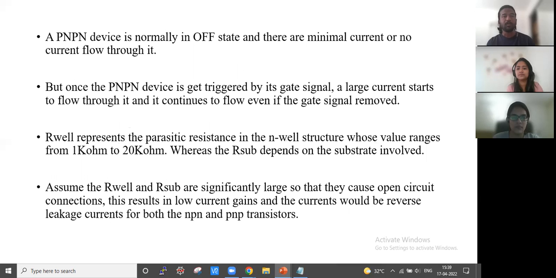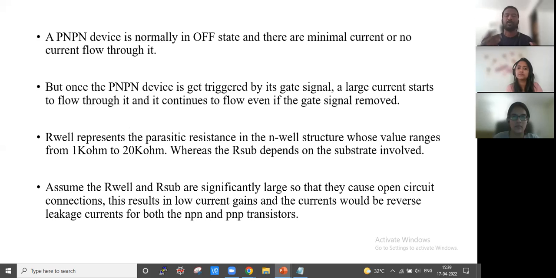Next. So the PNPN device is normally in off state and there is minimum current or no current flowing through it. But the slightest of gate signal could lead into it getting triggered, and a large current starts to flow through it, and it continues to flow even if the gate signal is removed. So R-well generally ranges from 1 kilo ohm to 20 kilo ohm, whereas the R-sub depends on the substrate input. So assuming that the R-well and R-sub are significantly large so that they could cause an open circuit connection, this results into low current gains and this leads to power loss.